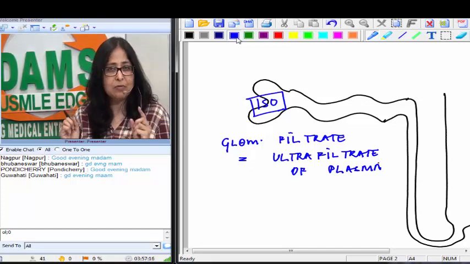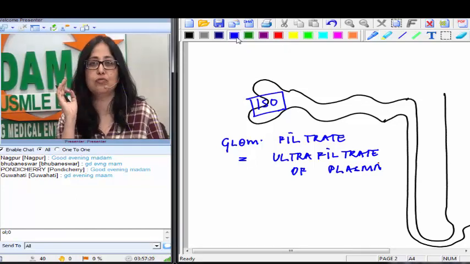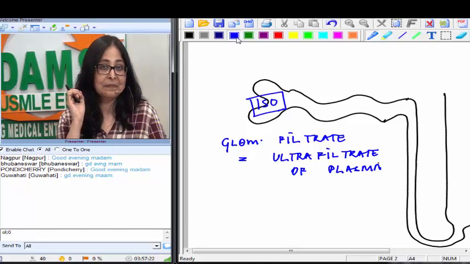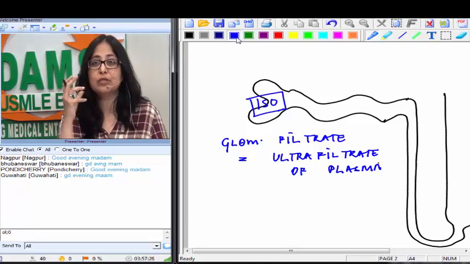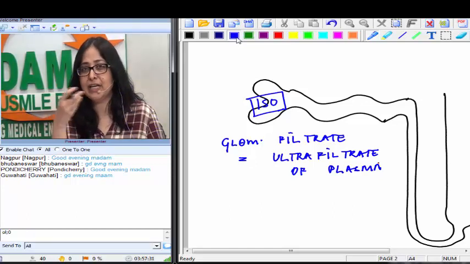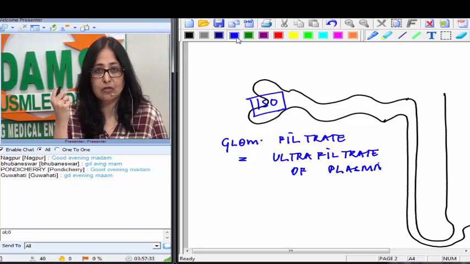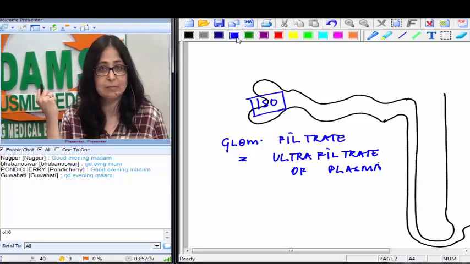Remember, plasma proteins have a very small contribution to plasma osmolality. Right? It is mainly sodium and chloride which contribute maximum to plasma osmolality, and sodium and chloride are freely filtered. So the glomerular filtrate which is formed is isotonic with plasma. It's basically plasma minus the plasma proteins.